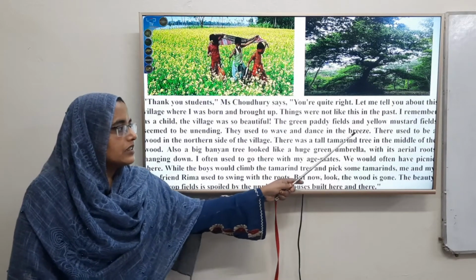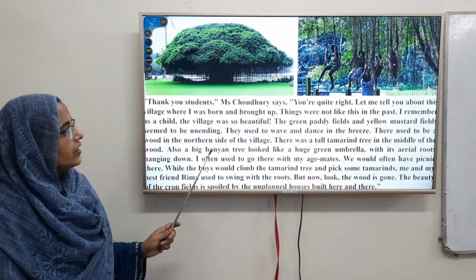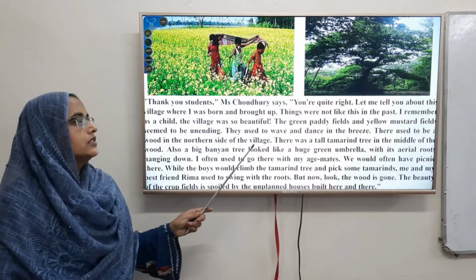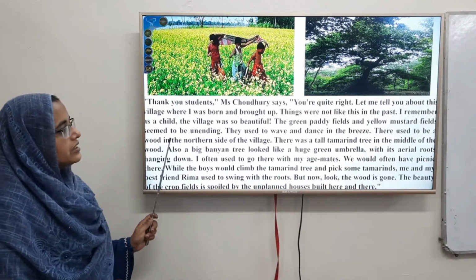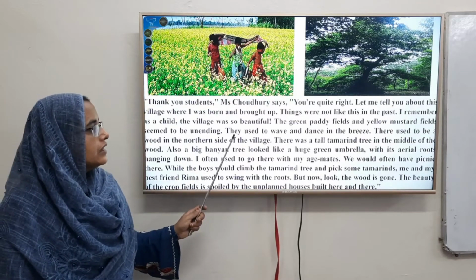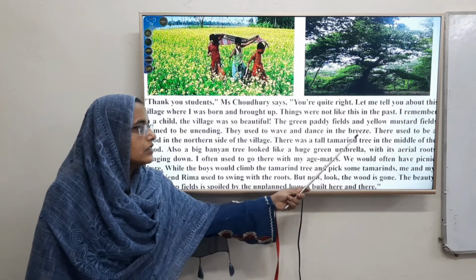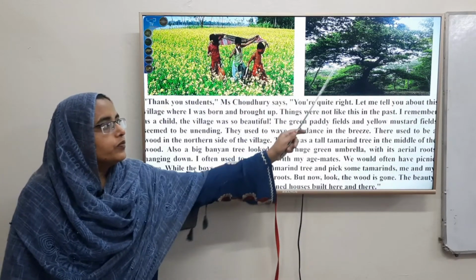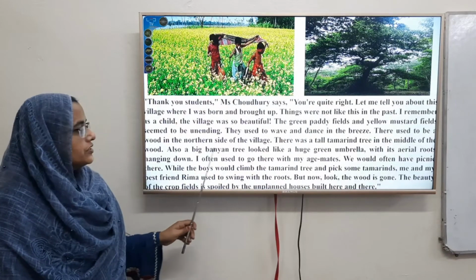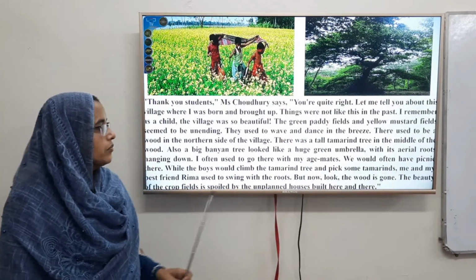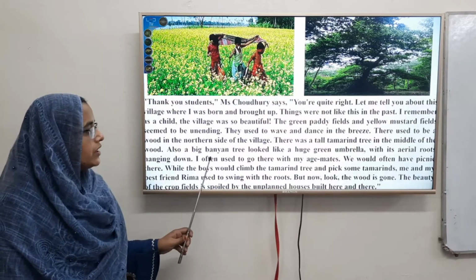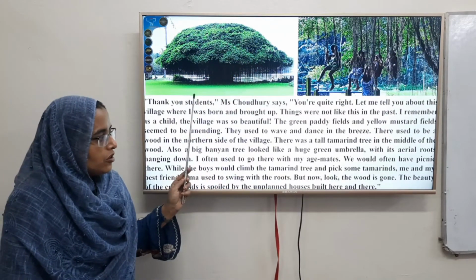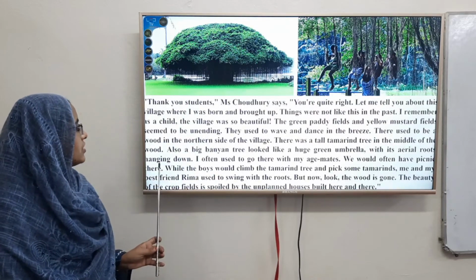The green paddy fields and yellow mustard fields seem to be unending. They used to wave and dance in the breeze. There used to be a wood in the northern side of the village, a green area. In the northern side of the village, there was a tall tamarind tree in the middle of the wood. Also a big banyan tree looked like a huge green umbrella with its aerial roots hanging down.